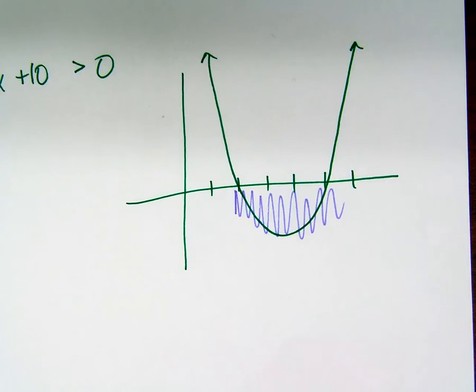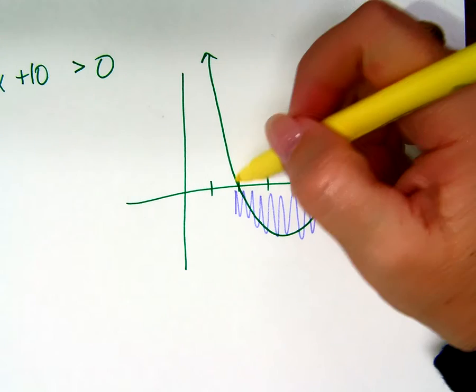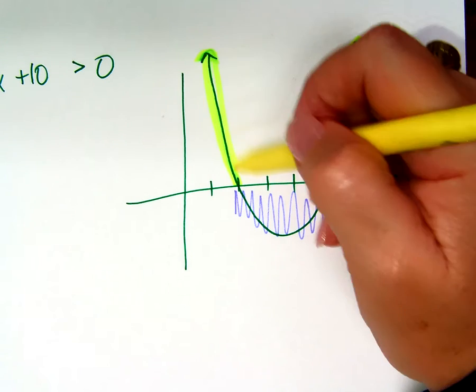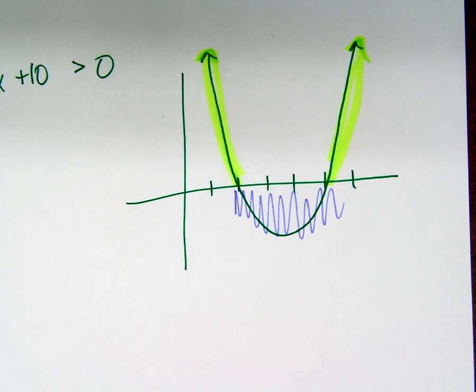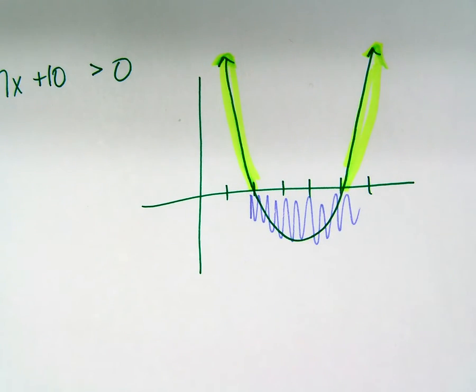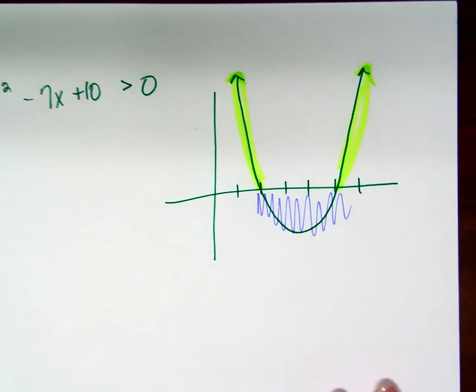So what kind of answer do I have? Well, my answer is everything over here and everything over here, right? All that stuff is my answer. So I have to figure out how to write that as an answer. Well, we're talking about solving for x, so we're talking about our x values. So in a way, we're basically talking about our domain, aren't we?